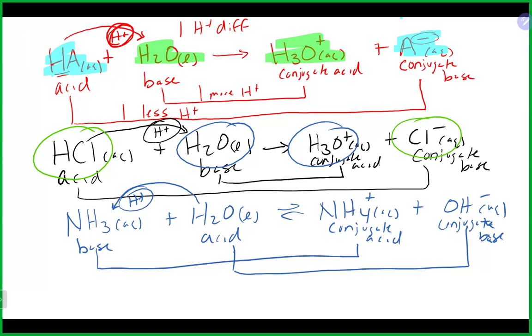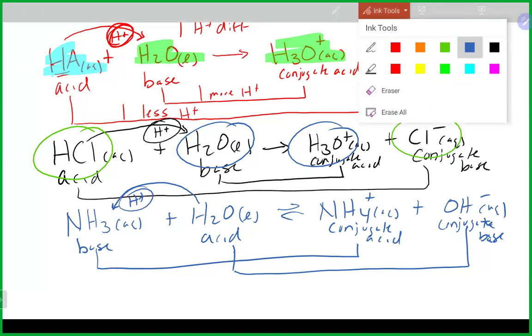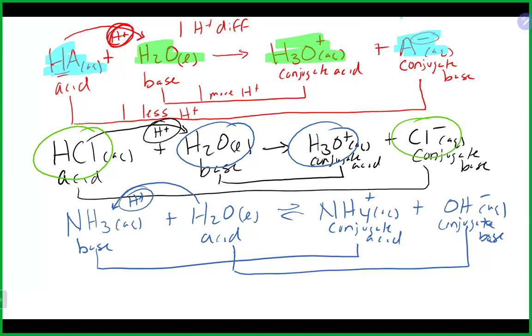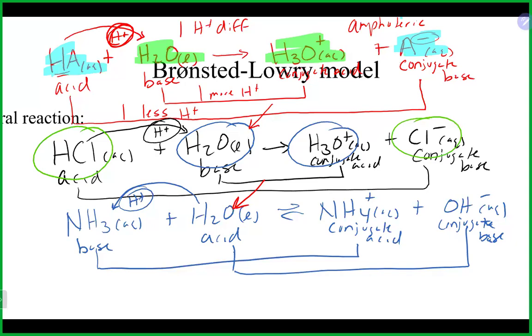We also see something in these reactions. In the first reaction here, water's acting as a base. In the second reaction down here, water's acting as an acid. There are things that can act as an acid or a base, and water's an example of that. That is what is known as being amphoteric. Amphoteric means that something can act as an acid or a base. And water, like I said, is a very good example of something that can do both.